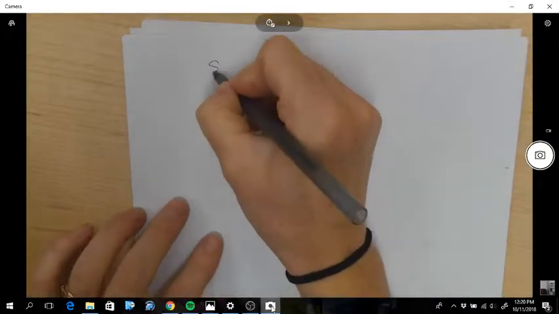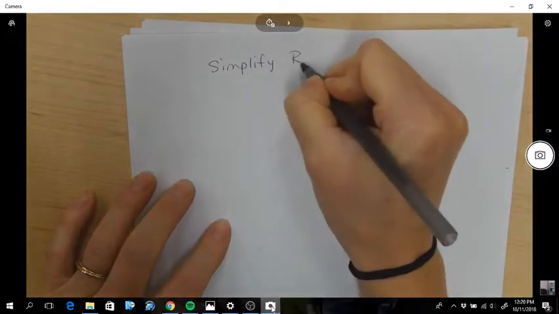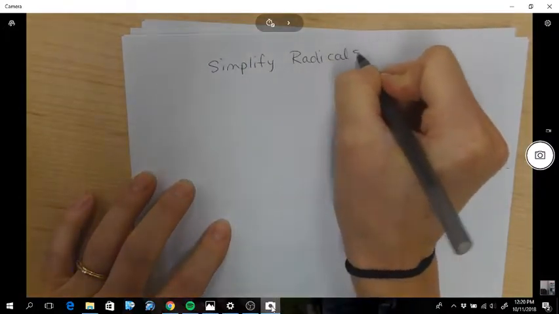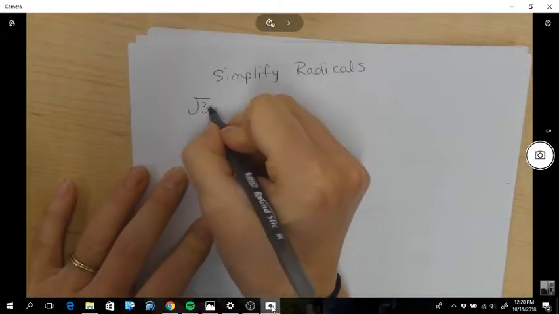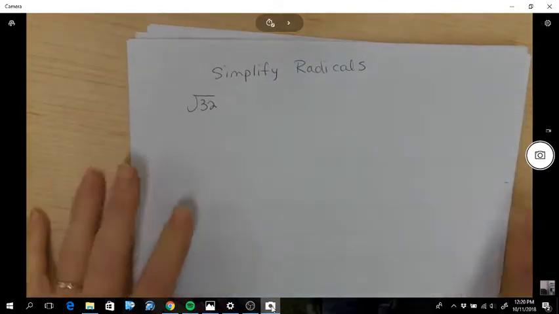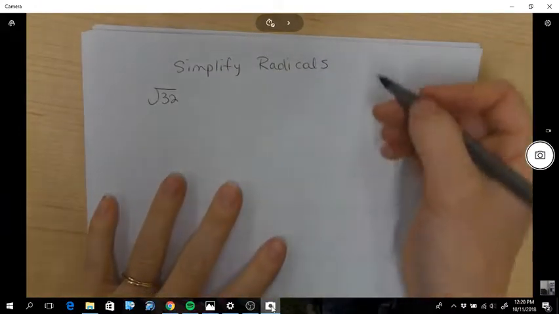Okay, lesson 2 on radicals is simplifying radicals. Okay, so first example I'm going to give is root 32. In your head you have to have what are all the perfect squares. So let's just write them over here on the side.